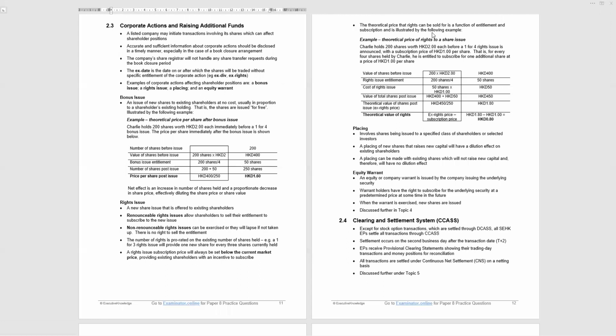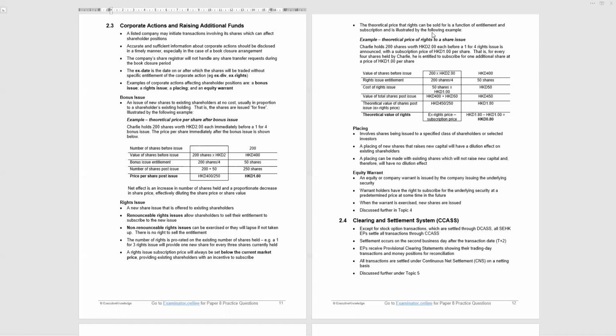2.3, corporate actions and raising additional funds. Okay, well, there's a few summary points at the start. Then we get into bonus issue, rights issue, placing, and equity warrant. Now, bonus issue is where an issue of new shares is made to existing shareholders, usually in the proportion of their existing holding. It also can be thought of as a capitalization issue, and no money changes hands. So the shareholders don't have to pay for these extra shares.